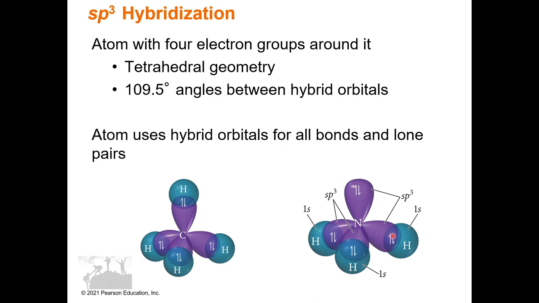Here is NH3. Okay, so the N, even though it's bonding with 3 H atoms, it is still sp3 hybridized. Why? Because the lone pair has to go somewhere. The lone pair is going to use 1 of the hybrid orbitals. Okay, so N is still sp3 hybridized, just like the carbon. Now, what you have to remember is that hydrogen cannot hybridize. So it still remains a 1s orbital.